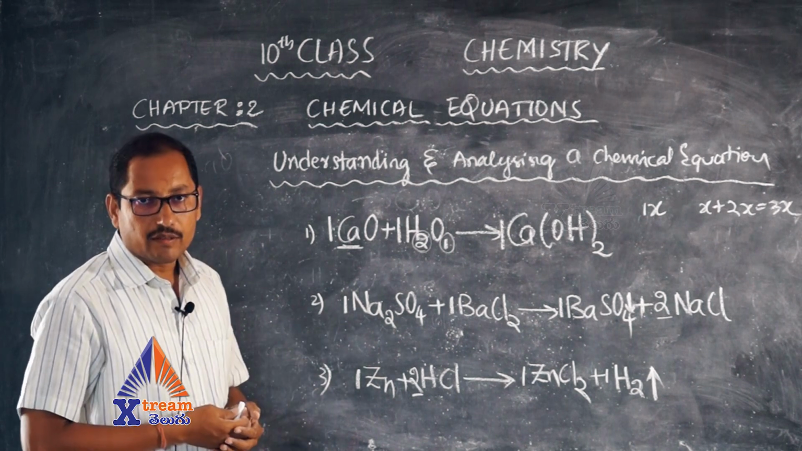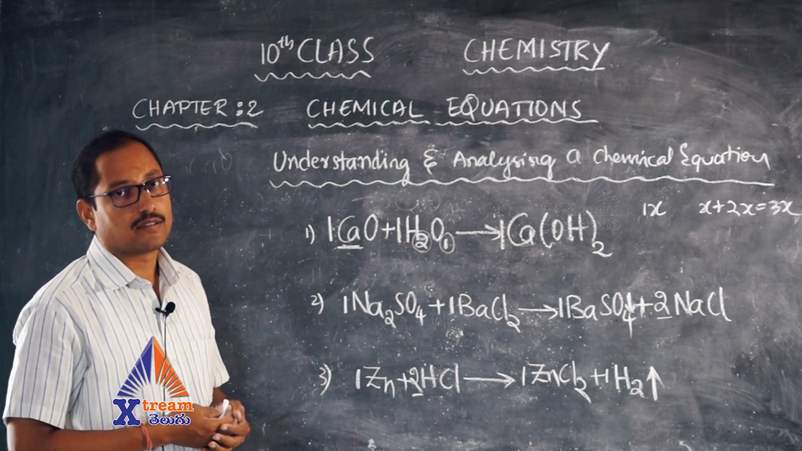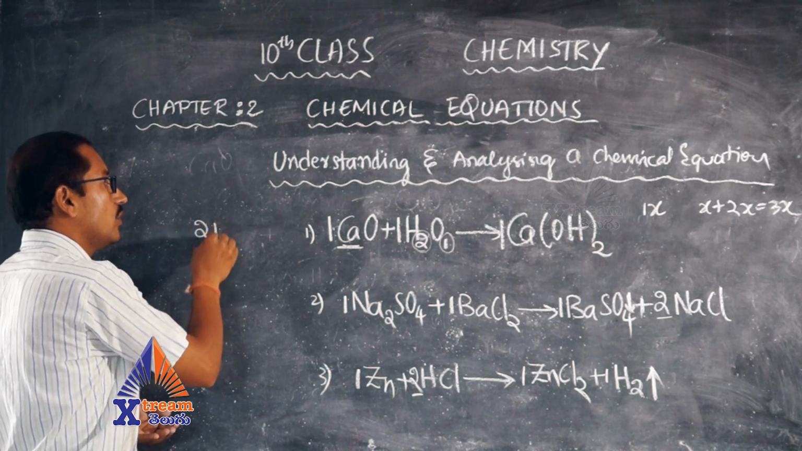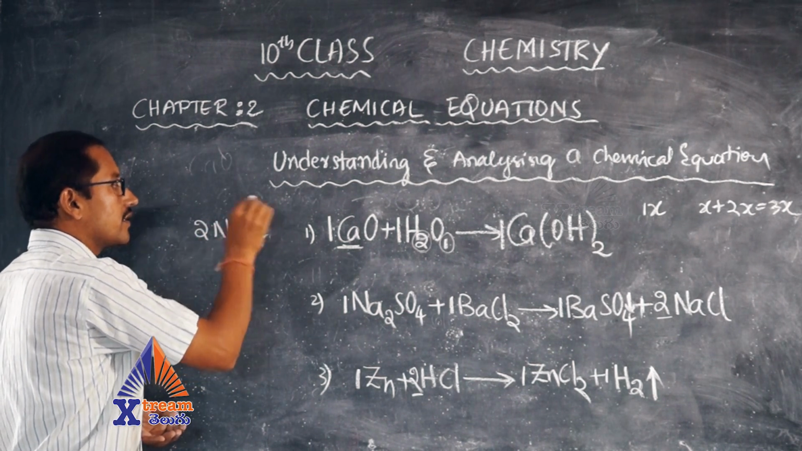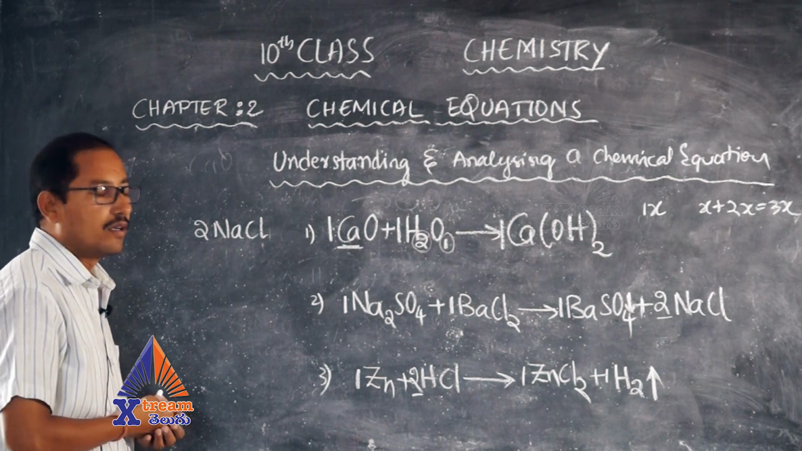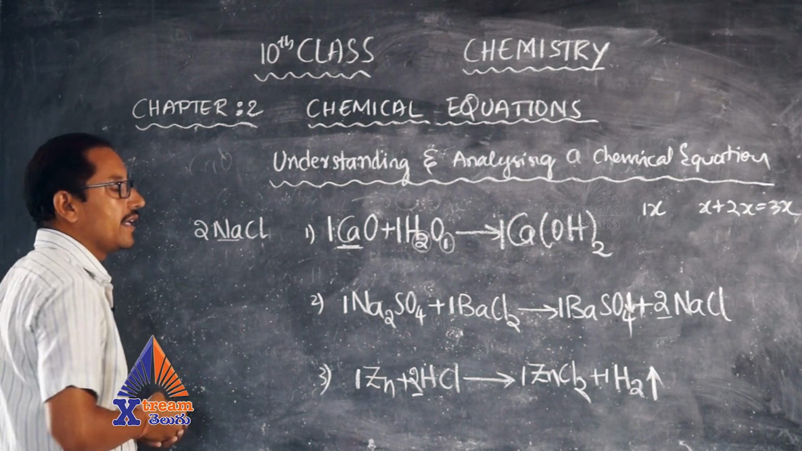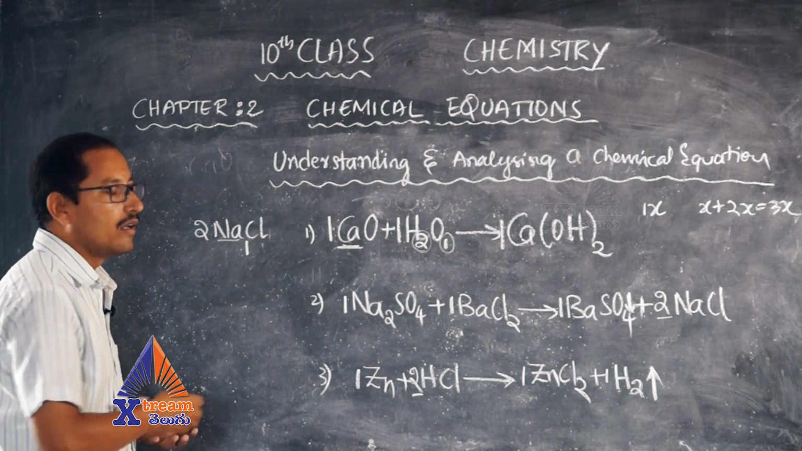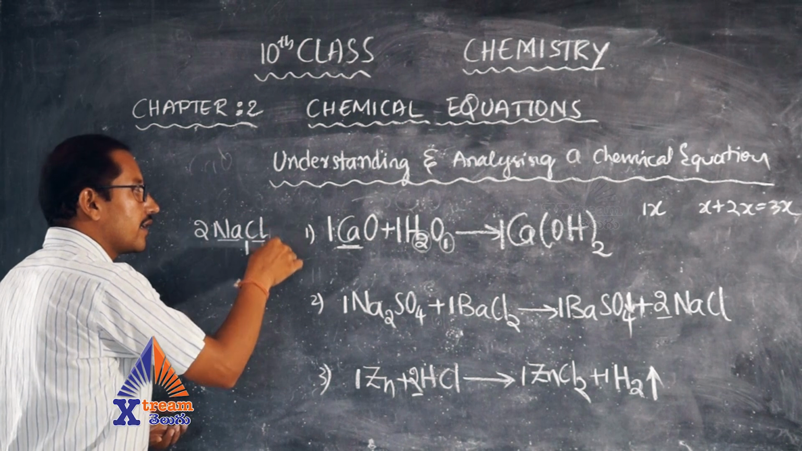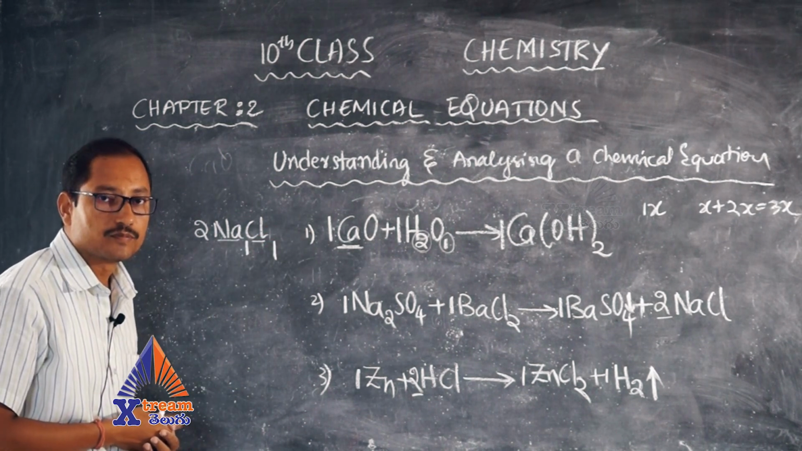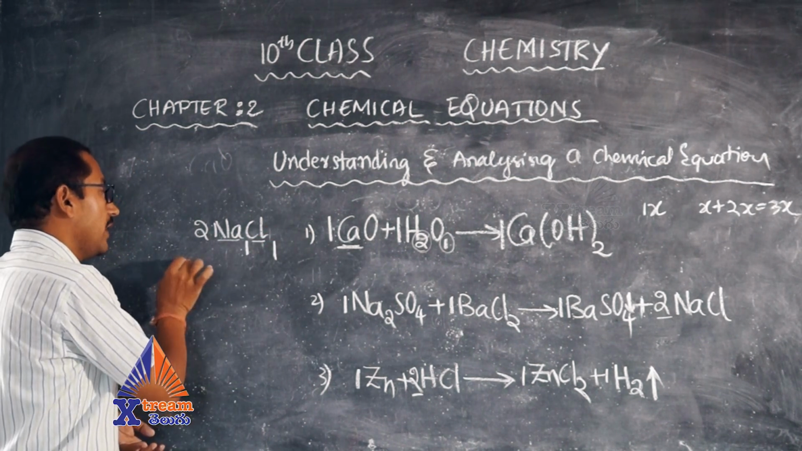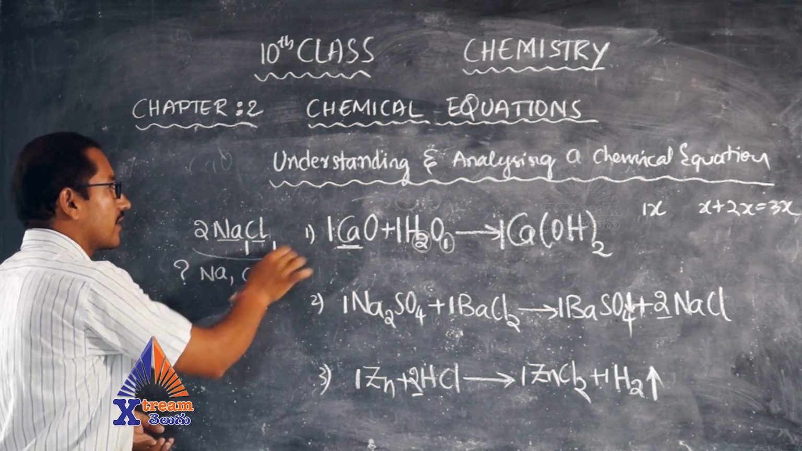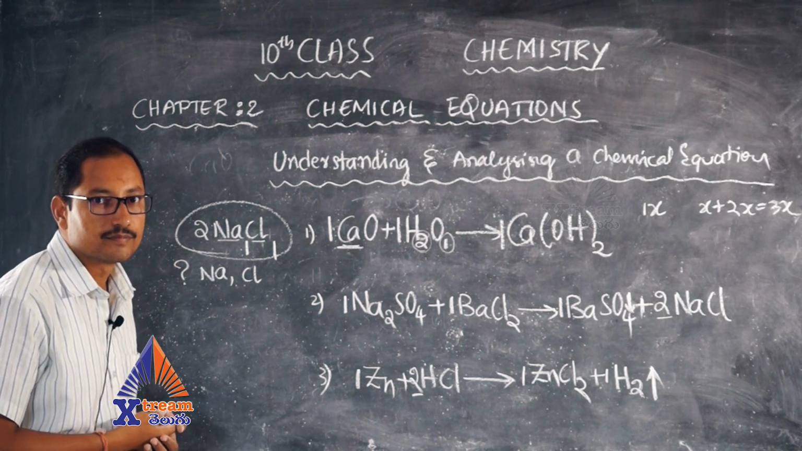Let me tell you something which is very important to understand. If you have 2NaCl, at the feet of Na nothing is there, that means 1 you have to assume. At the feet of chlorine nothing is there, that means 1 you have to assume. So the question here is, how many Na and how many Cl are there in this particular term?